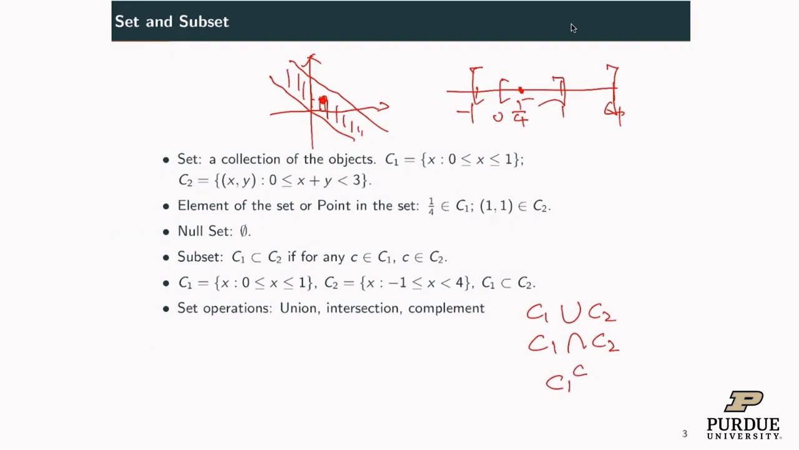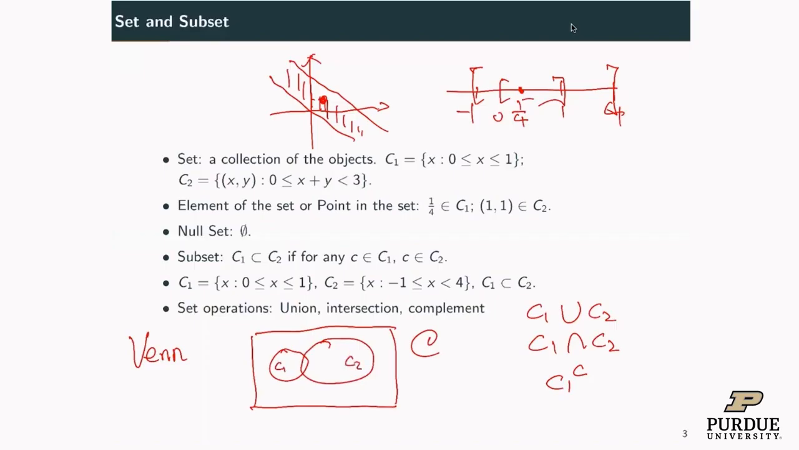There is a useful tool called a Venn diagram. For example, you can use this rectangle to represent the total sample space. Don't forget the sample space. You can use a circle inside to denote one set. This is C1, and this is C2. So this is the intersection. This is the union of C1 and C2. So this is how you use a Venn diagram to represent set operations.